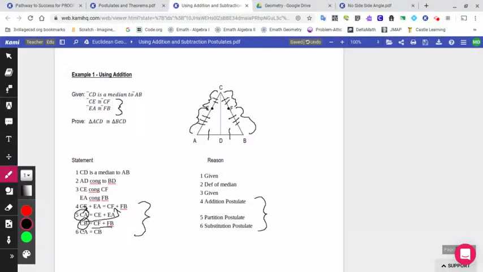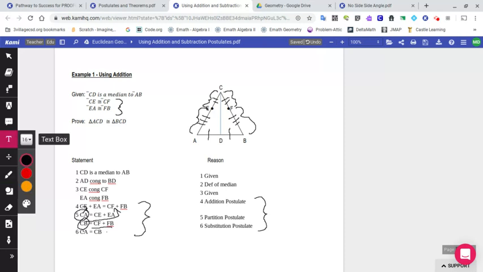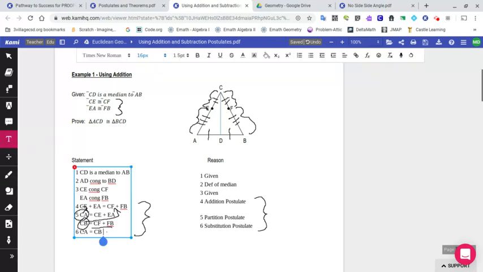So let's finish this one up. I could do CD as congruent to CD and be done. I could do the reflexive postulate and use side, side, side. But what I'd like to do instead, since I've got CA congruent to CB, I'm going to say that angle A is congruent to angle B. Angle A is congruent to angle B.